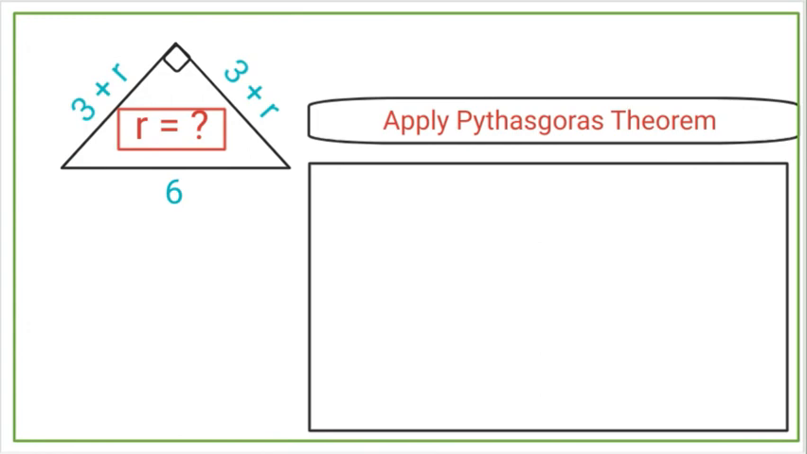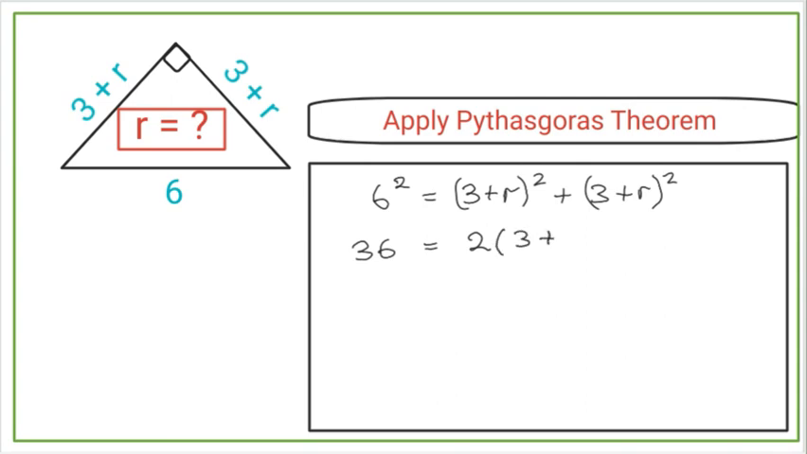So if we use Pythagoras theorem, and you can visualize the right angle across from the hypotenuse, we can say that 6 squared is equal to the sum of the other sides squared: (3 plus r) squared, plus again (3 plus r) squared. So let's work this out. We have 36 on the left hand side, which is 6 squared, and on the right hand side we will have two sets of brackets with (3 plus r) squared.